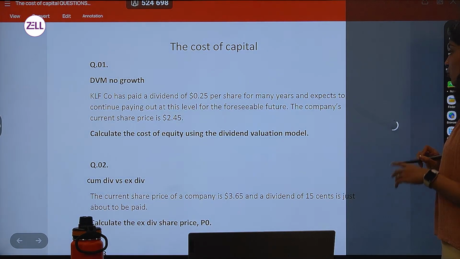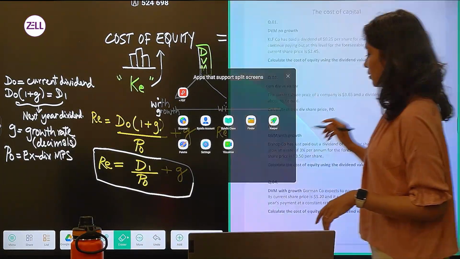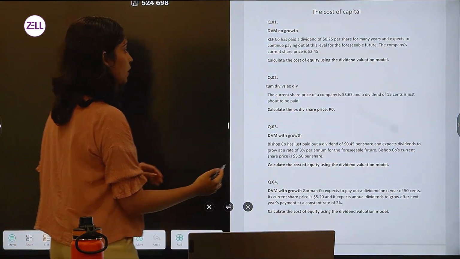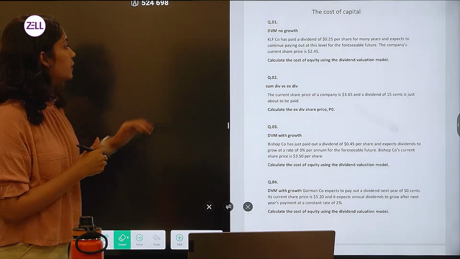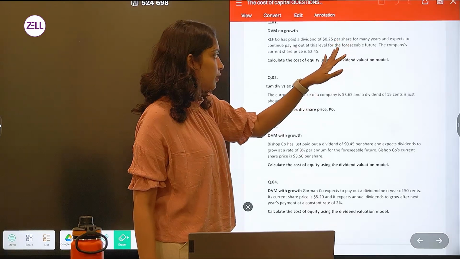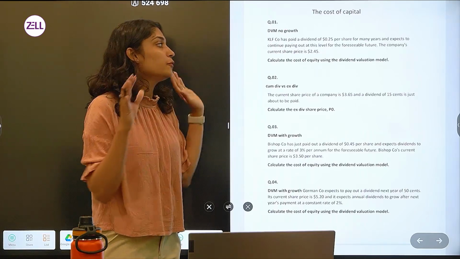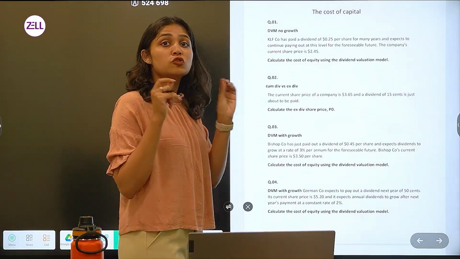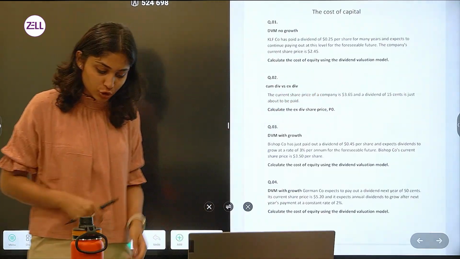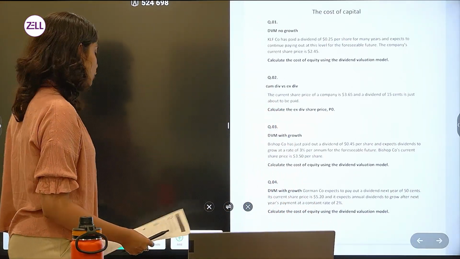So if you look at this question, over here they are saying dividend valuation model without growth. KLF company has paid a dividend of 0.25 per share for many years, and they expect to continue paying out at this level for the foreseeable future. The company's current share price is $2.45, and calculate the cost of equity using dividend valuation model. So basically they are asking us to calculate the cost of equity.